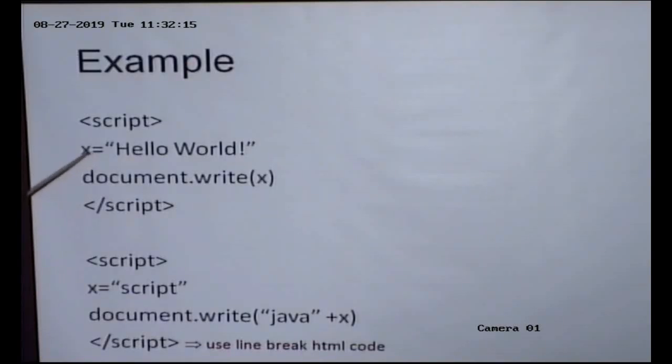You can separately use a variable to hold hello world, and you can pass that variable to the method. Otherwise, see here, you can use the plus operator to concatenate two strings. The first string, Java, is concatenated with the second value, script. So what is the output here? JavaScript.